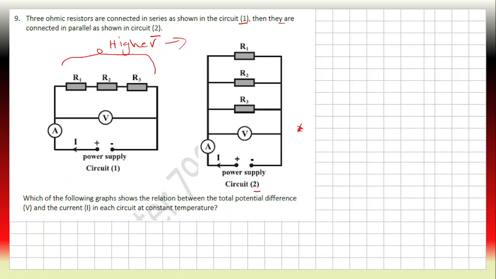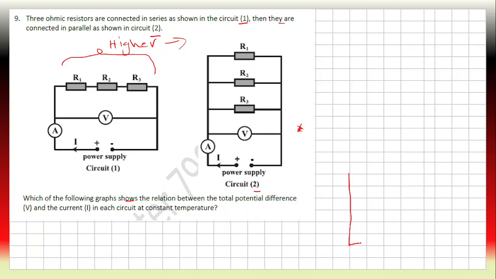So let's see, which of the following graphs shows the relationship between the total potential difference. Okay, so we have some choices being given. So the choices they're talking about, let me just make it more straight. Now using these things, don't worry. In future, I'll be drawing very straight lines.